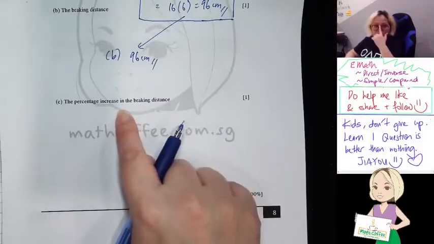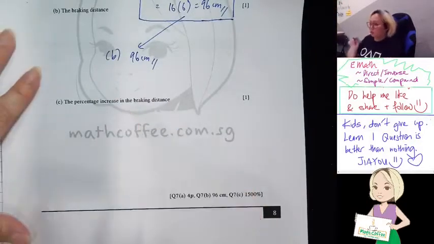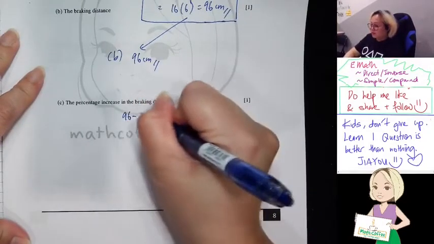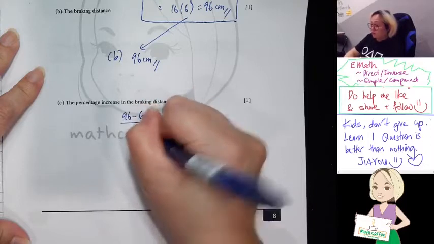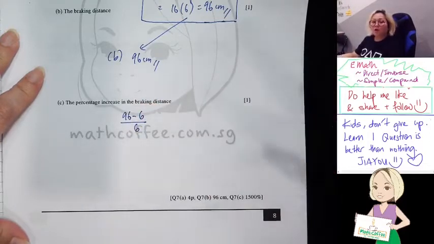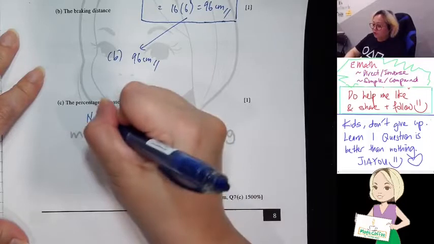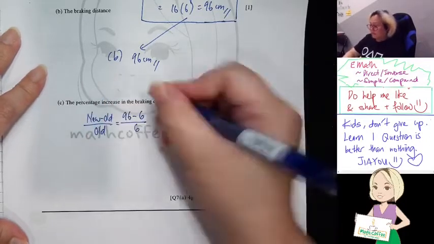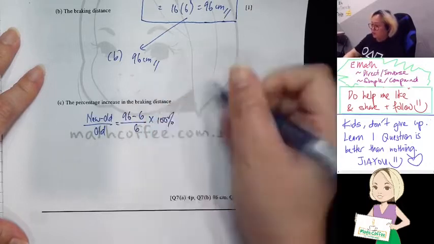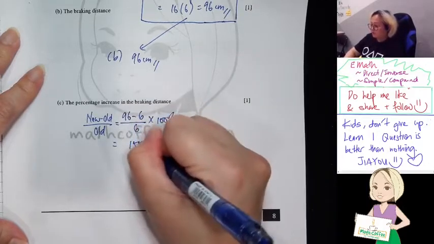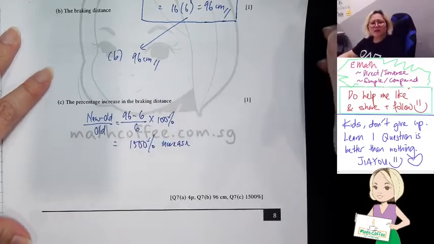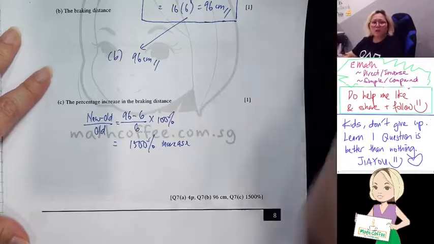Now they ask what is the percentage increase in the breaking distance. For percentage increase, find out what the increase is first: the new minus the old, over the old. Then change it to a percentage, so times 100. So I get 1500% increase. You will wonder, is it funny, is it wrong? It's not wrong at all.